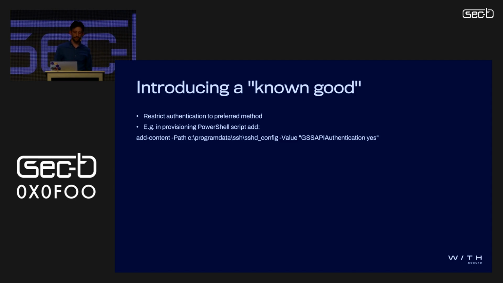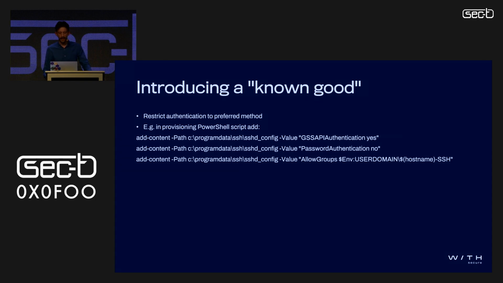And then in whatever way you provision it, as an example PowerShell, add in: yes, do use the authentication methods I like. No, don't use the ones I don't like. And then make sure that there's some sort of access control list that you're happy with, right? So in this example, I've chucked in just AllowGroups, your domain/your host-SSH or some local SSH groups. Basically, either a domain group or a local group.